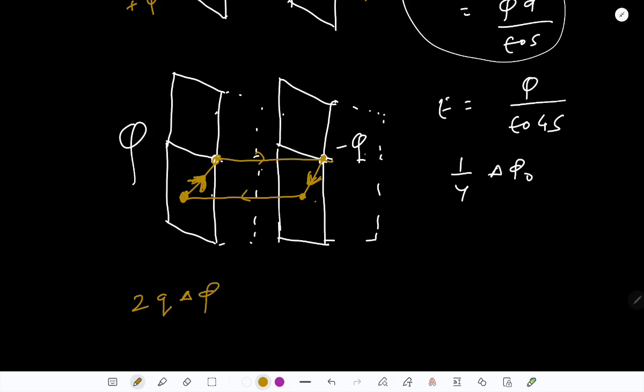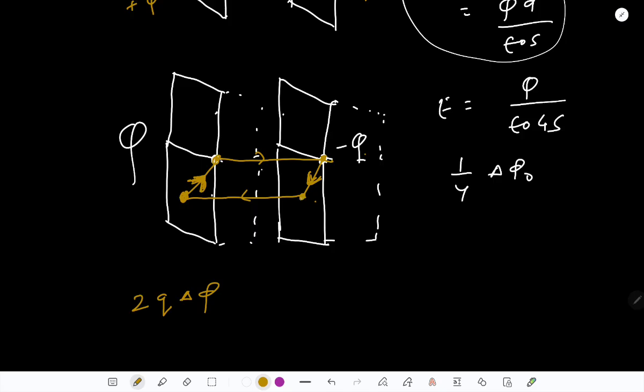It is other than phi naught. We already know this is the potential difference required. So that is the potential difference between center to the corner of the capacitor plate. So I would like to write it as q delta phi, and then the potential difference from this corner to this corner is simply delta phi naught. This is at higher potential and this is at lower potential.